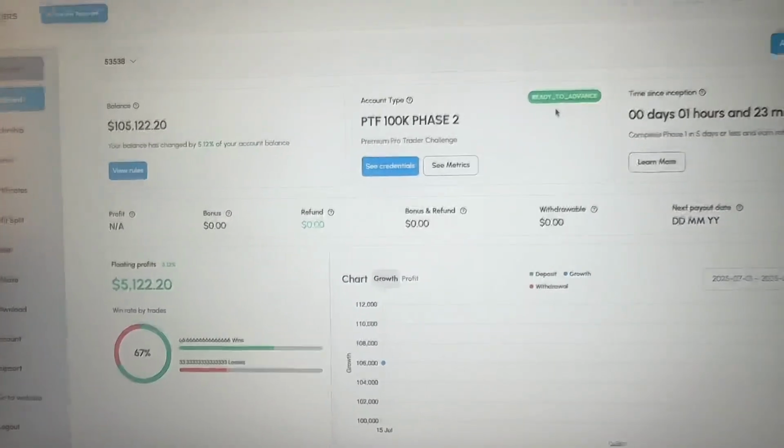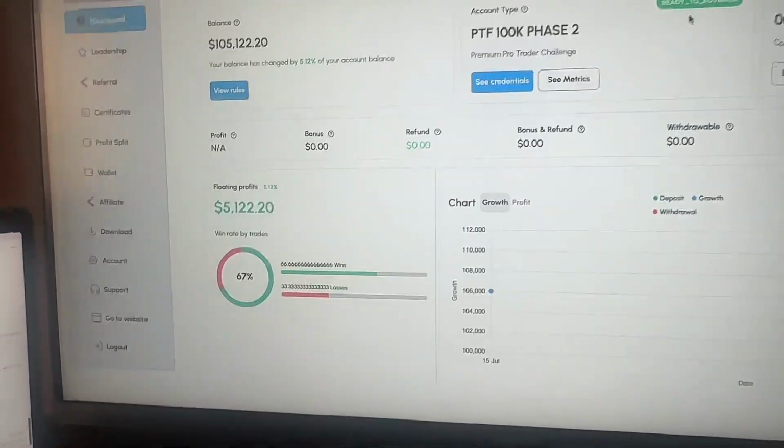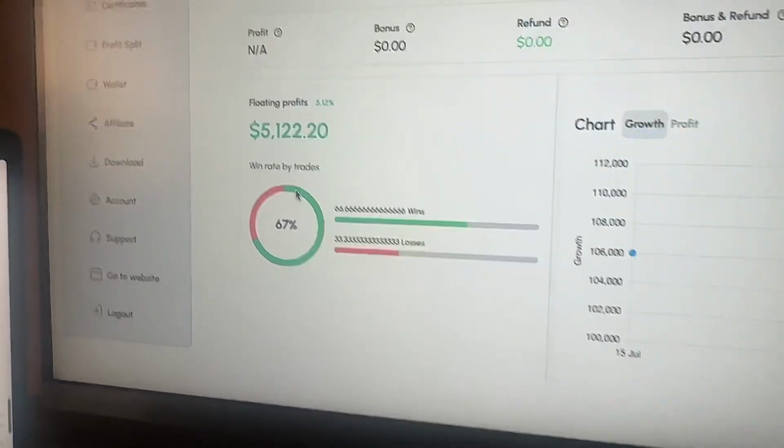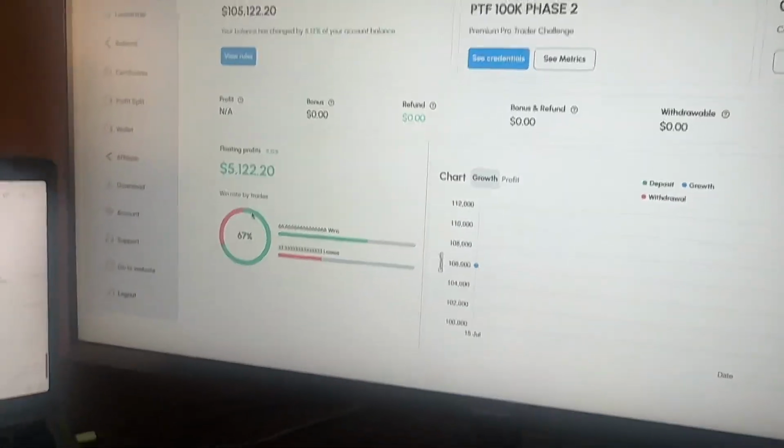Alright, so this is the dashboard now. And then give me 67% win rate. Well, now give me 67%. Well, I'll wipe out the camera.